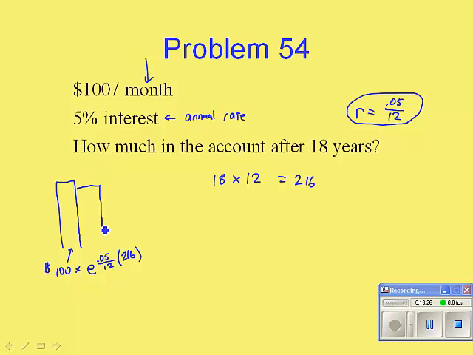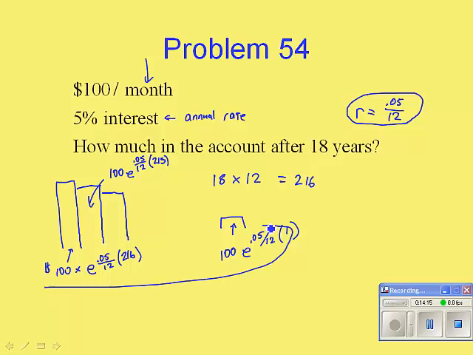In the second rectangle, how much is going to be here? 100 e to the 0.05 over 12 times what? 215. Why 215? Yeah, you don't earn it for that first month anymore, do you? The next one, etc., right? The last one would be 100 e to the 0.05 over 12 times 1. Now, if you could add all these up, that's the exact amount, right?